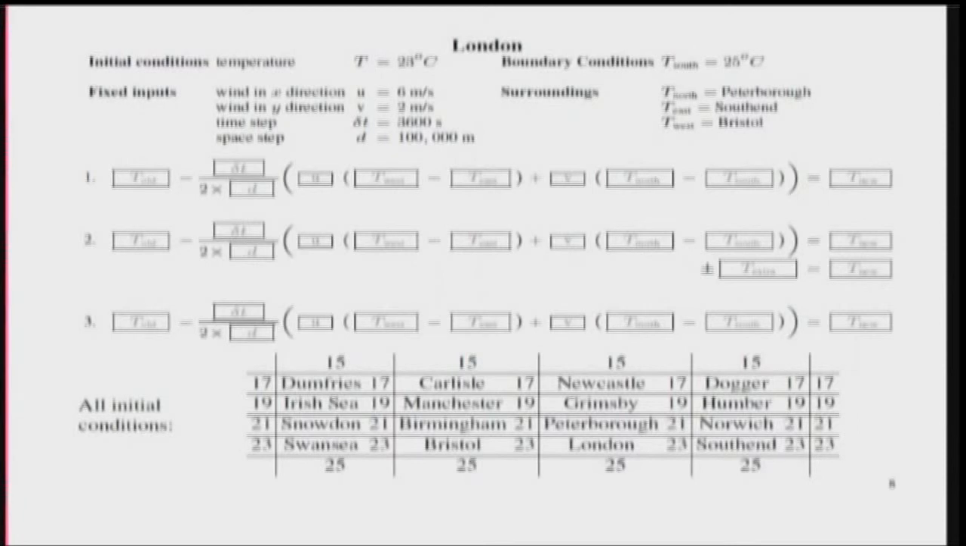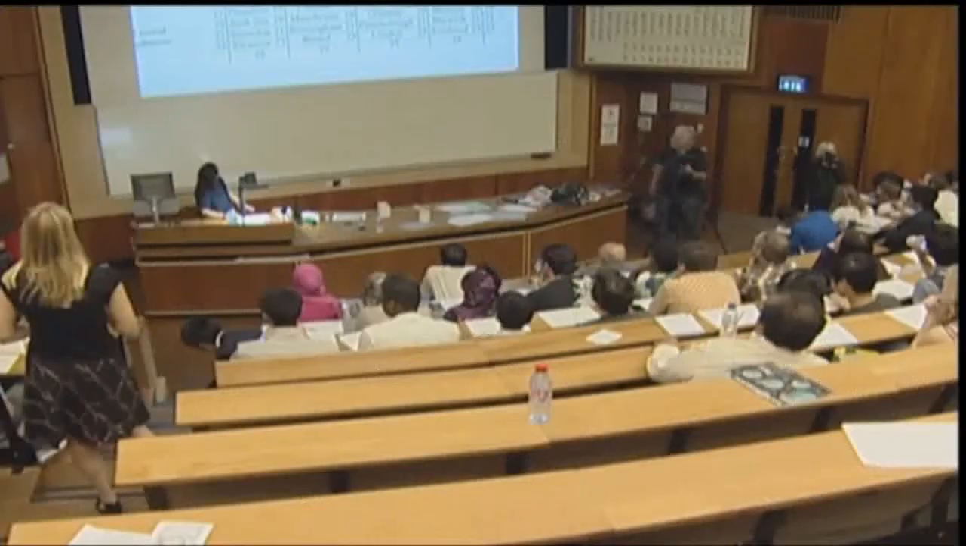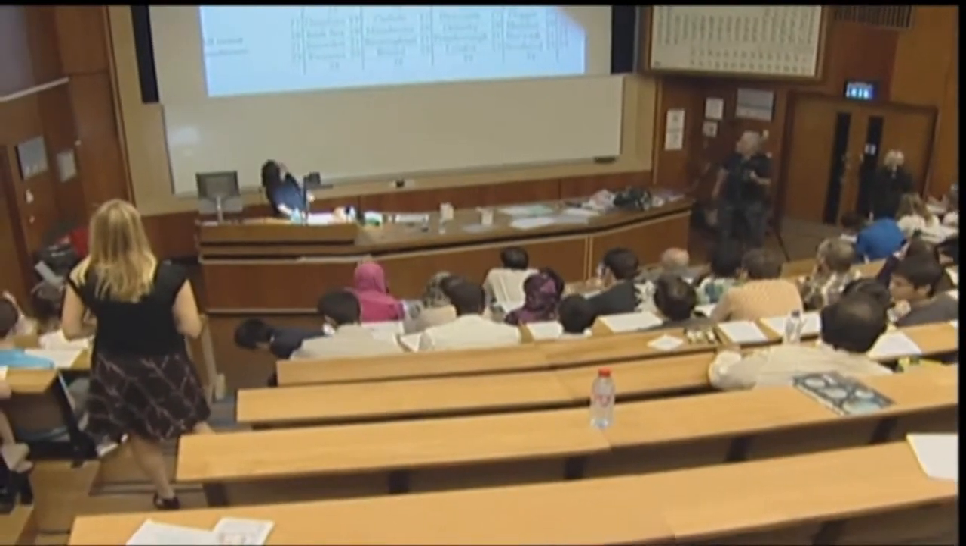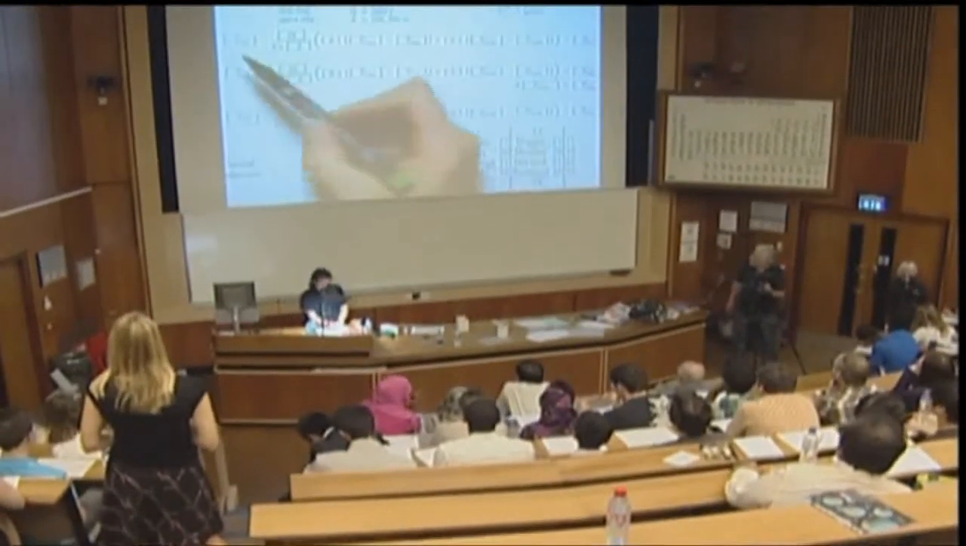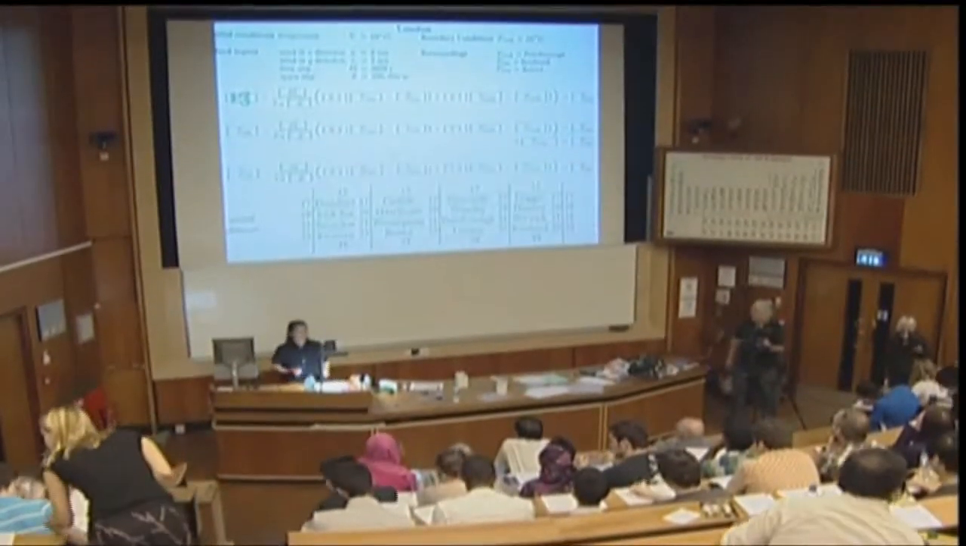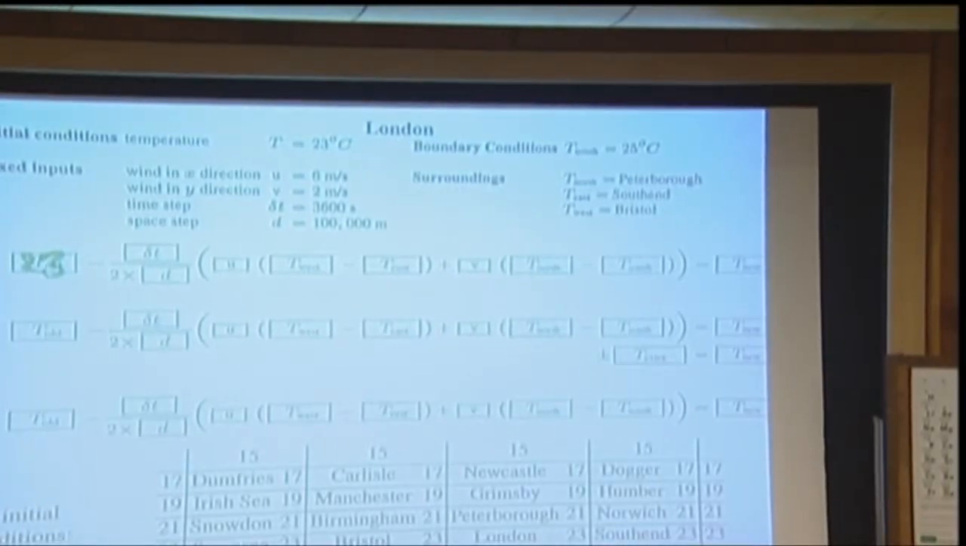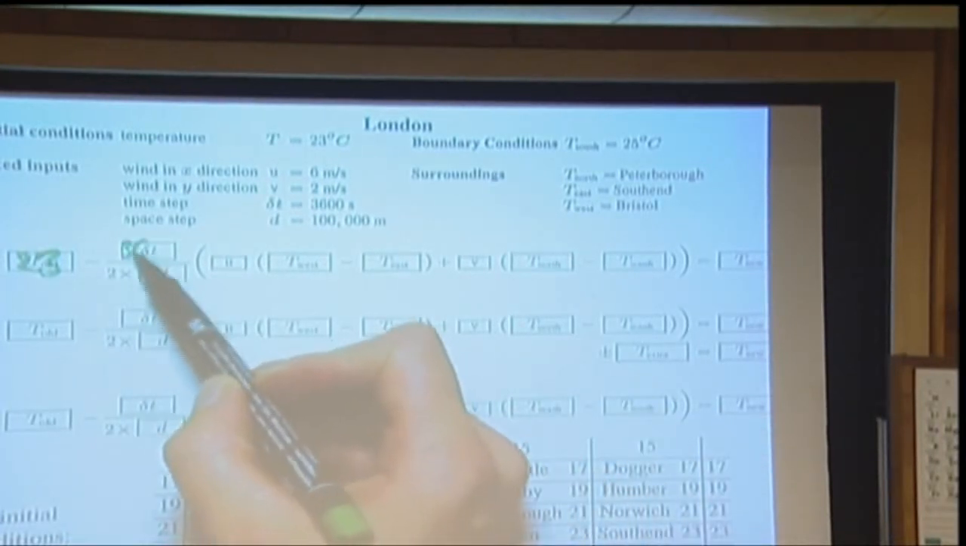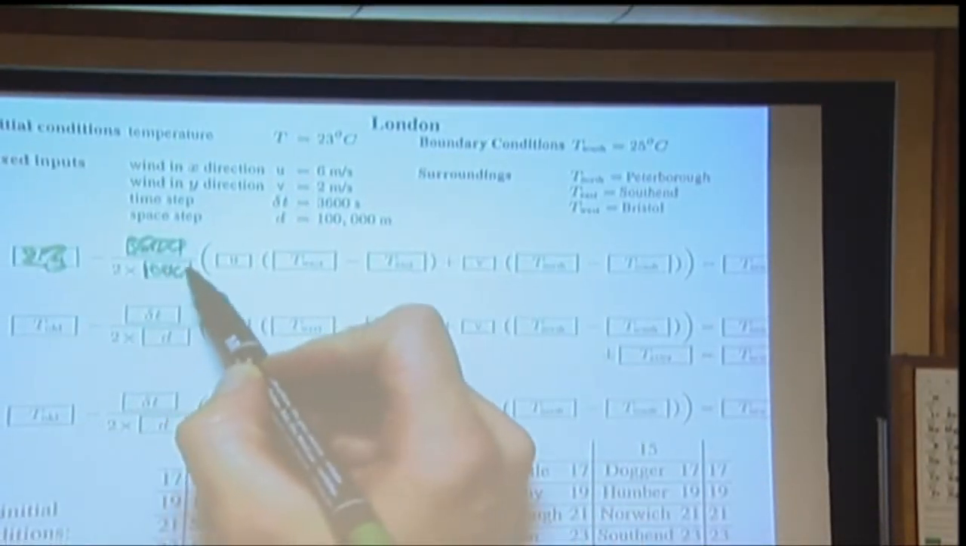I'm London, clearly, and I'm going to try to predict the temperature based on my surroundings. I'm told at the top that my initial temperature for London is 23, so my first T old is 23. I also have the time step, delta T, and the distance between space points, D. Our prediction is going to be once every hour, that's 3,600 seconds, and the distance between the points is 100,000 metres. So if I calculate that, it's 0.01, and then divide by 2, so I can put in here 3600 divided by 100,000.